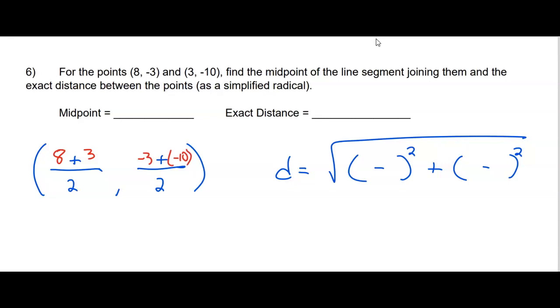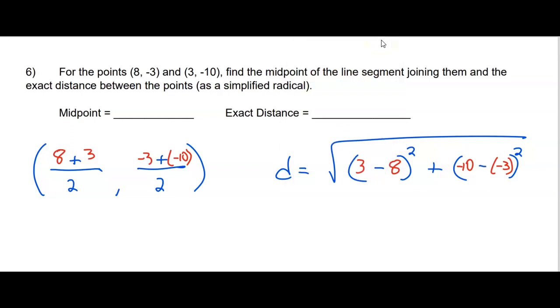For the distance formula, the second x value, subtract the first x value, and for the second one, the second y value, subtract the first y value. Make sure you're not adding x's and y's together. They are not like terms.